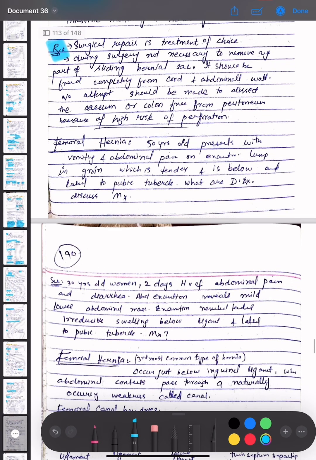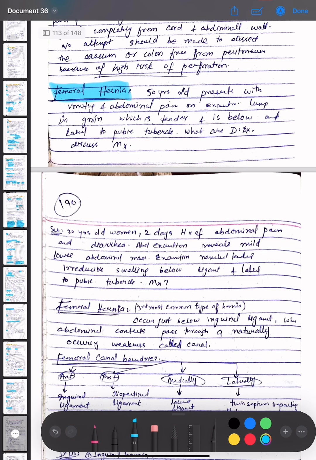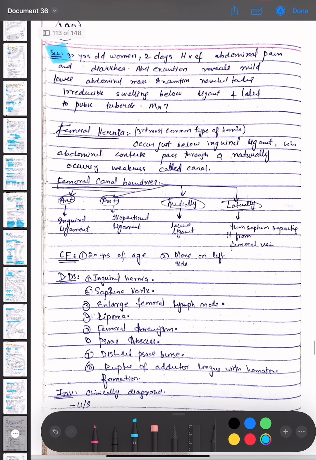Femoral hernia. A 50-year-old patient presents with vomiting and abdominal pain. On examination, a lump is present in the groin which is tender and is below and lateral to the pubic tubercle. What are the differential diagnosis and management? Another scenario is a 30-year-old woman with a 2-day history of abdominal pain and diarrhea. Abdominal examination reveals a mild lower abdominal mass. Examination reveals a tender irreducible swelling below the inguinal ligament and lateral to the pubic tubercle. What are the management options?